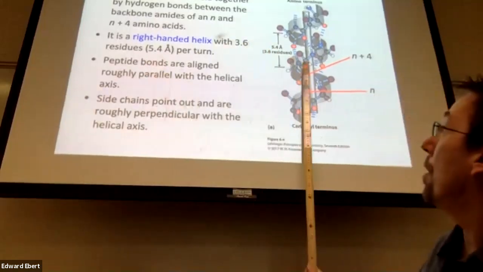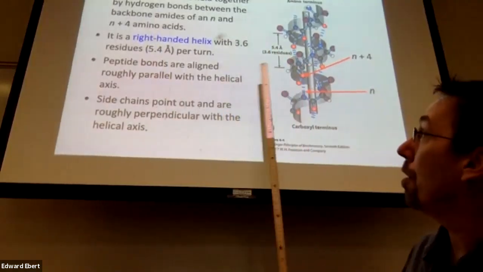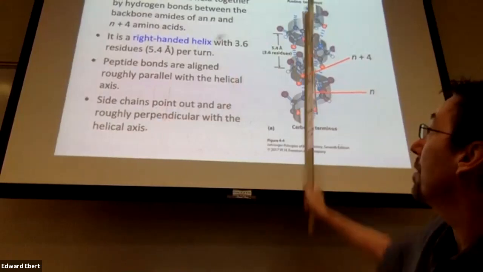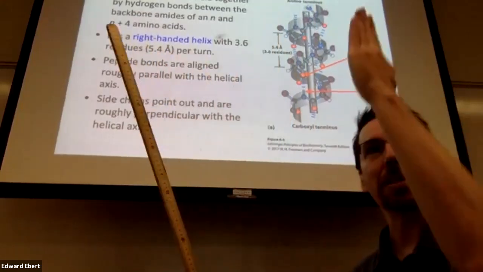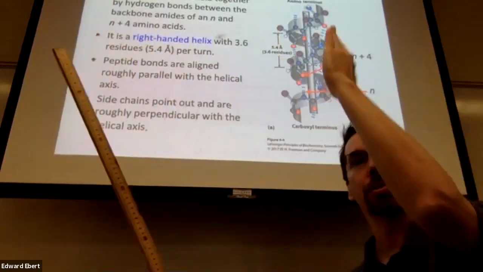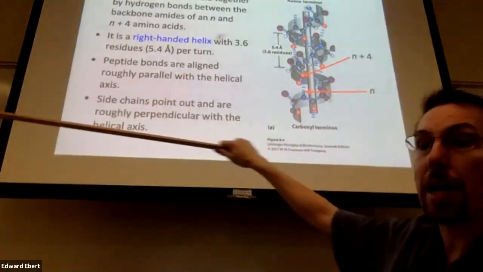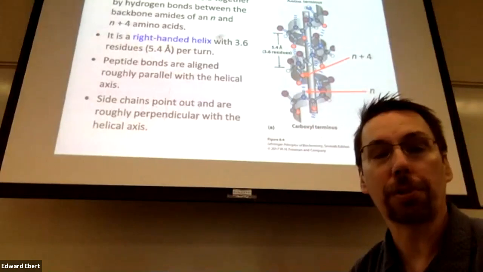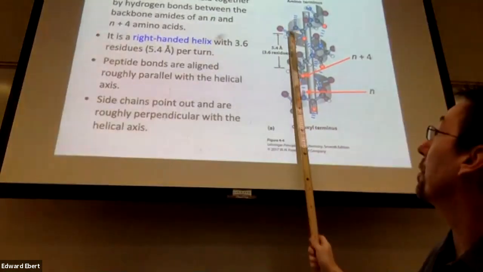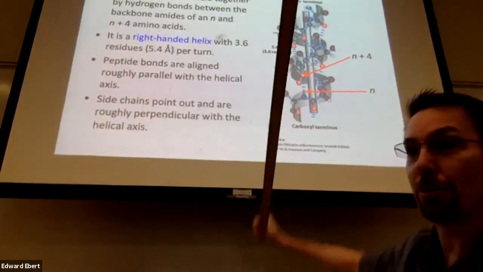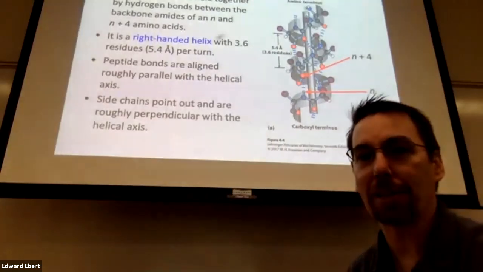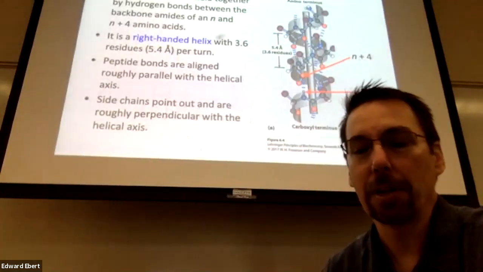The peptide bonds are roughly parallel with the helical axis. So they're kind of, our plates are going up the sides as well, all right? And the side chains typically point out a little bit more perpendicular to the axis. Not completely perpendicular, but in general, they're poking out like the blades on a fan, okay?